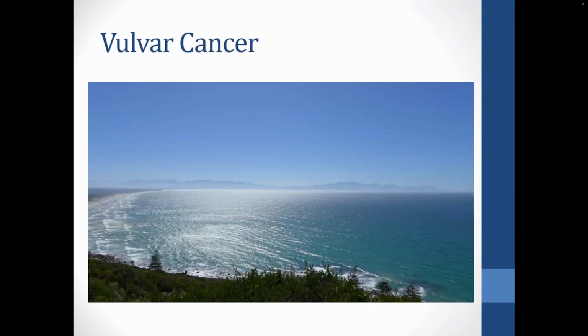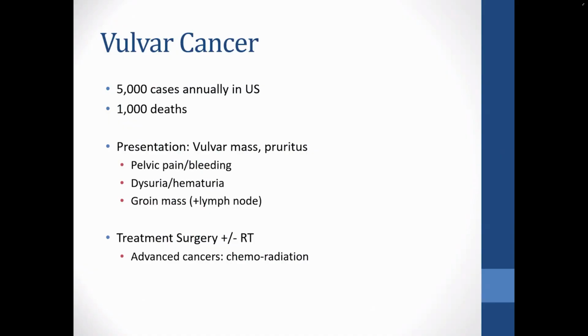I'll now move on to the management of vulvar cancer. Vulvar cancer is quite rare. Only about 5,000 cases are seen annually in the US, with about 1,000 deaths. Patients may present with a vulvar mass or pruritus. They can have pelvic pain, bleeding, dysuria, hematuria, or in more advanced cases, they may present with a growing mass due to an enlarged lymph node.